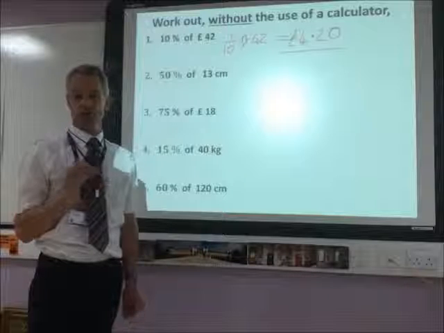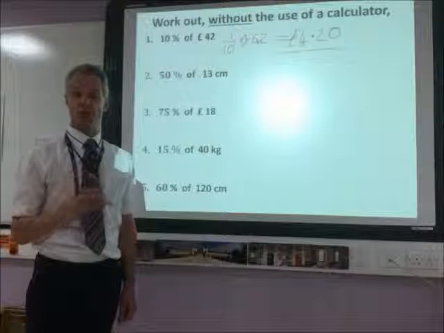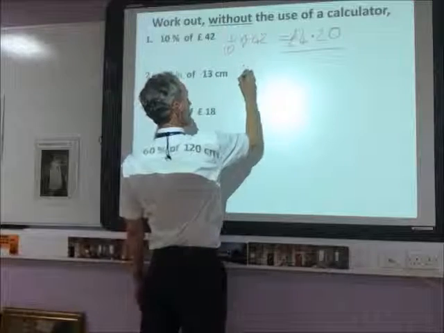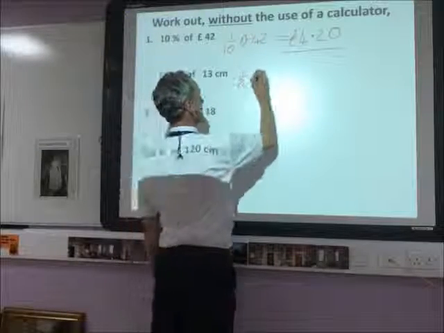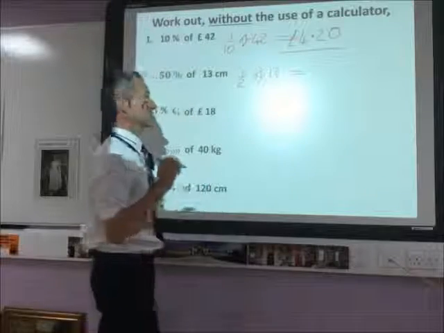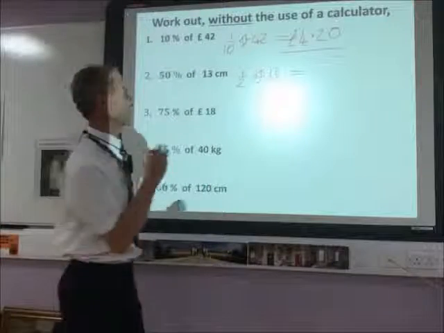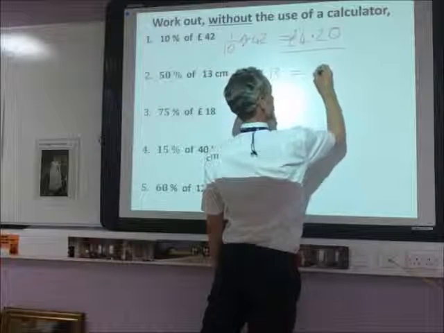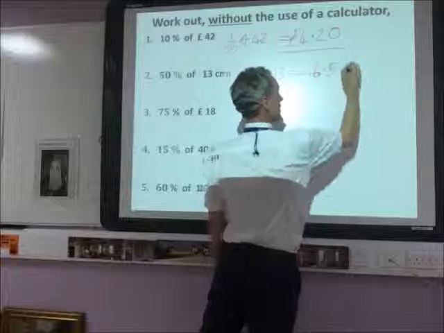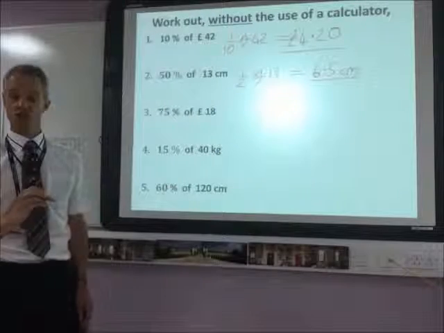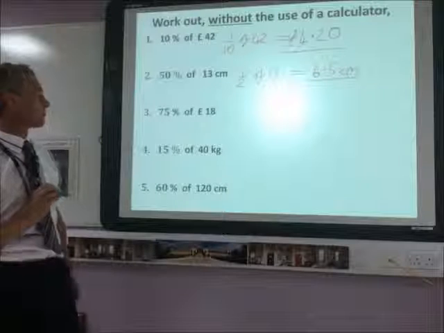Okay, for number 2, 50% this time. Again, this is another one of the straightforward ones. With 50%, we know that's the same as a half. So here I'm going to rewrite it as a half of 13. So a half of 13, that's one we can do in our heads as well without a calculator. A half of 13 is 6.5. Don't forget the units again. Back at the question, and we've got centimetres, so 6.5 centimetres.